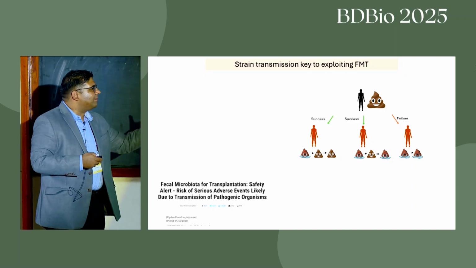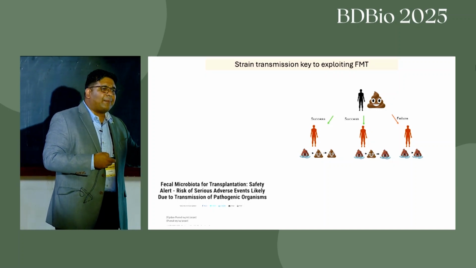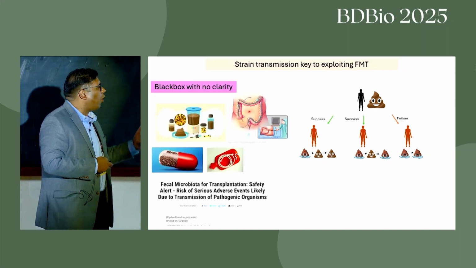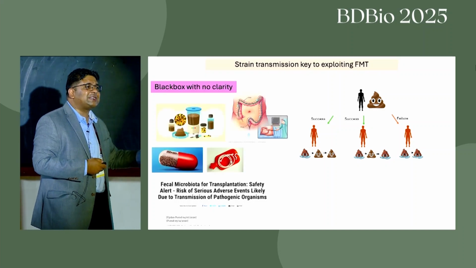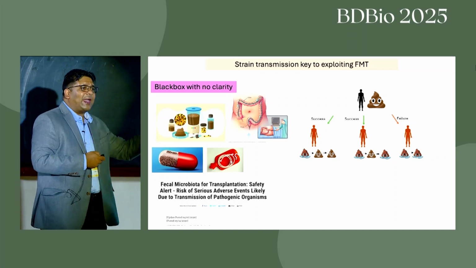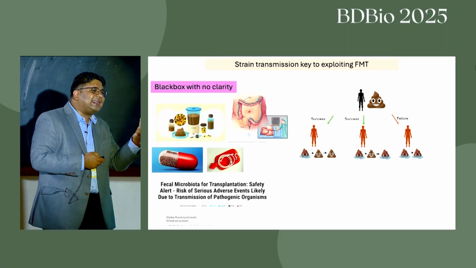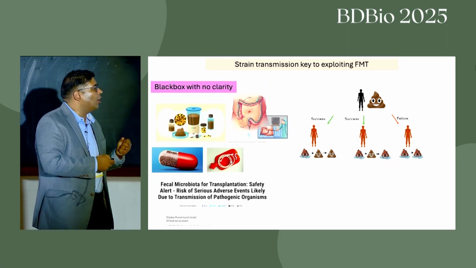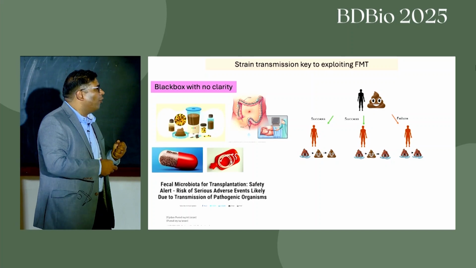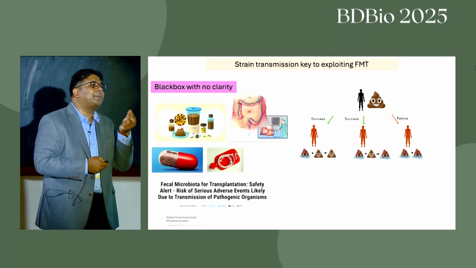At the same time, this is all happening, the FDA wants to know what exactly is happening, how is it happening and all. Or if we have to address the questions, should you do it orally, should you do it colonoscopically through enema and all, the key to answering this question lies in getting to the strain level resolution. What is exactly transmitting? What is exactly changing? Because strains are the functional unit of the microbiota.